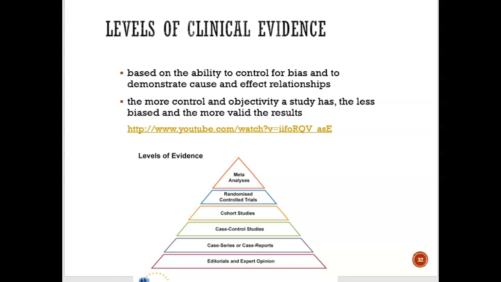So in this video, we're going to look at levels of clinical evidence. There's a video here that you can watch. The levels of clinical evidence are listed in a pyramid.